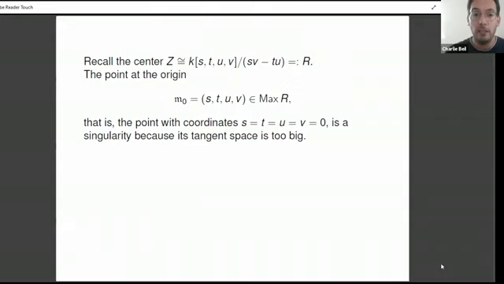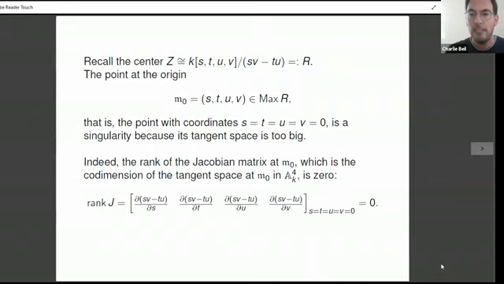This is a singularity because its tangent space is too big. You can see this explicitly. This is just the rank of the Jacobian matrix at this ideal, which is the codimension of the tangent space in A^4, 4-dimensional affine space with coordinate ring K[S,T,U,V]. This rank is 0, so you can just work out the Jacobian and see that the tangent space is too big.